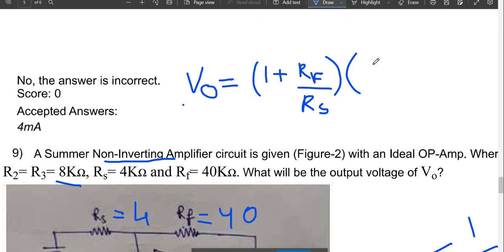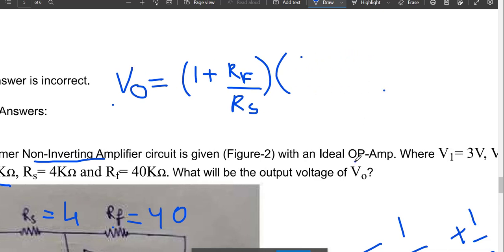Ma'am, OP amplifier means? OP amplifier means operational amplifier.